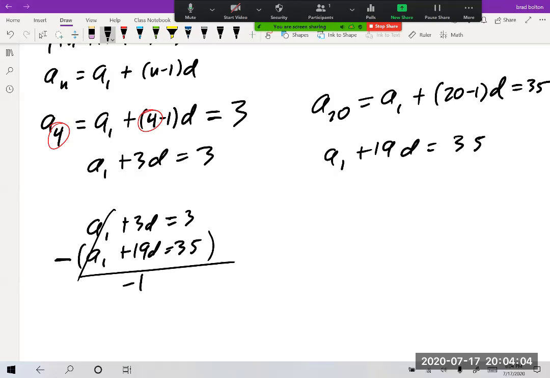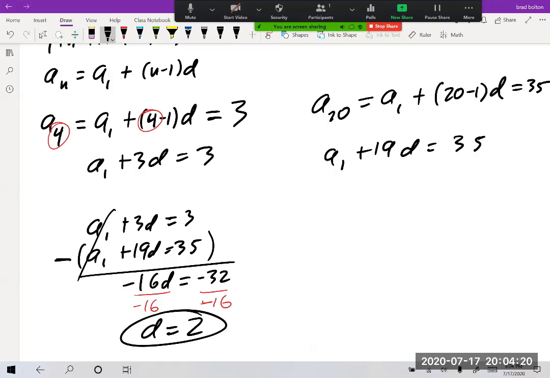All right, so the a sub 1's cancel. That would be negative 16d, and then this would be negative 32. I'm going to divide both sides by negative 16. So now I have d equals 2. So I found my common difference.